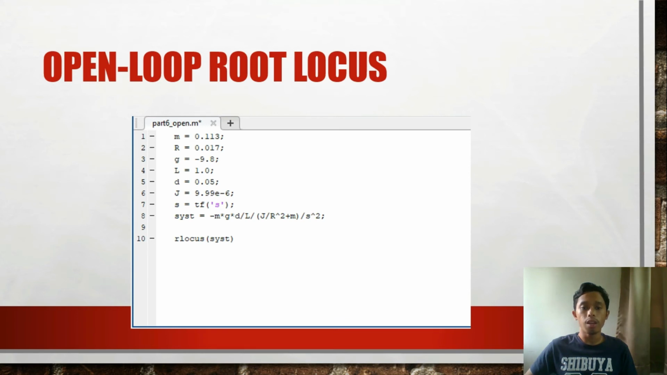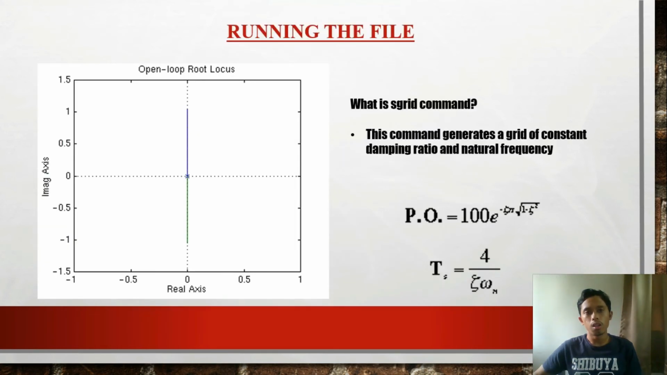Let me first view the root locus for the plant in open loop. I will create an M file with the following MATLAB code in order to model the plant and plot the root locus. Now, after running the M file, we will see the following root locus plot in the left section. As you can see, the system has two poles at the origin which go off to infinity along the imaginary axis.